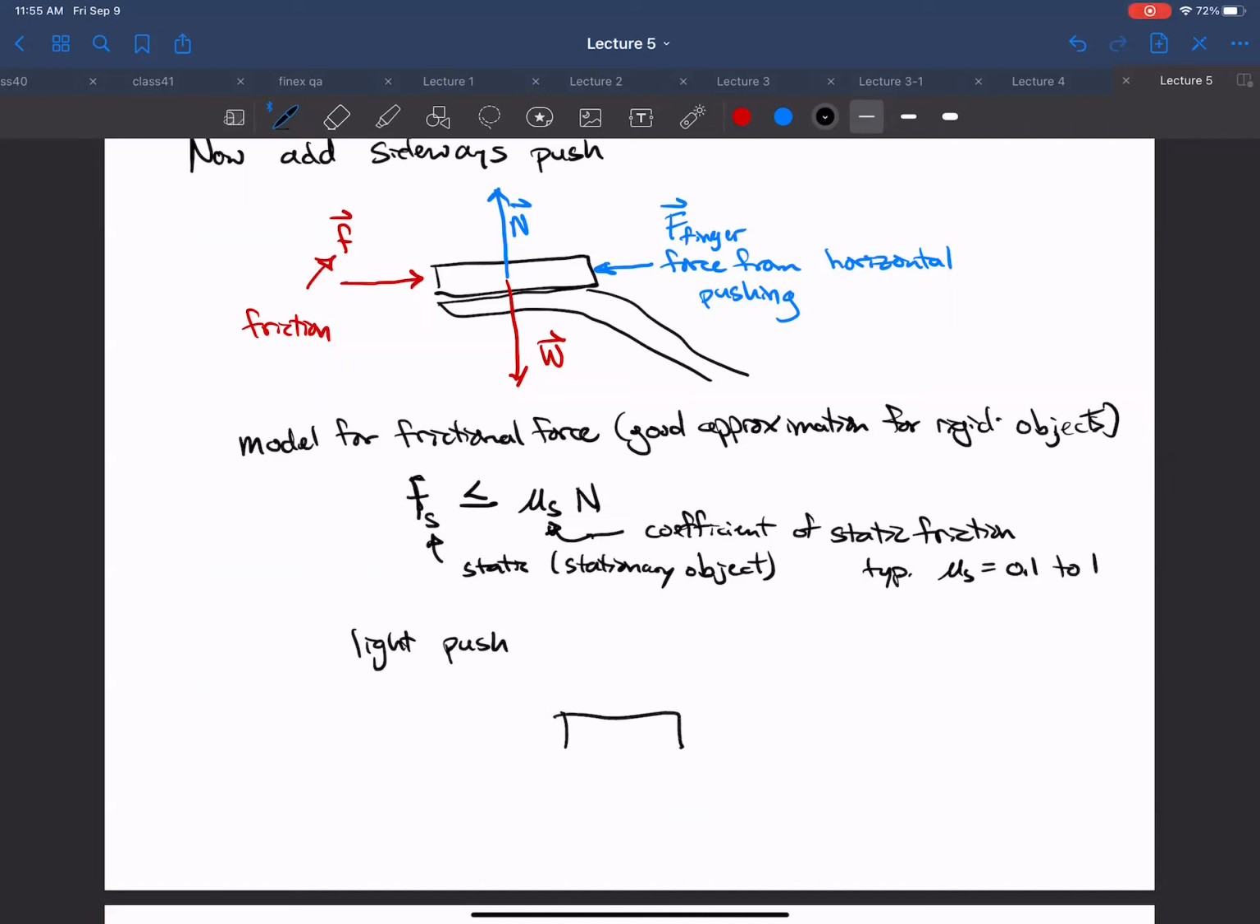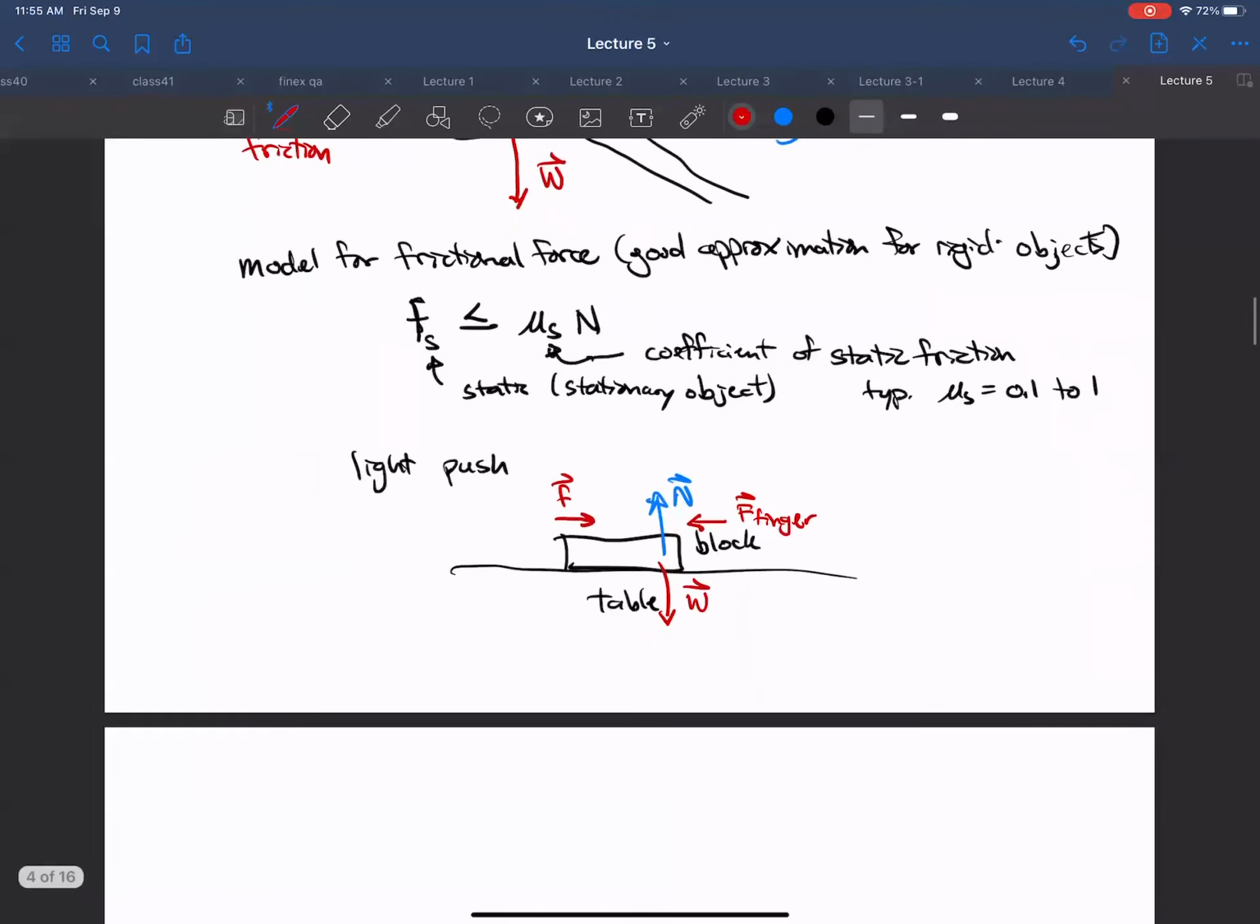So now let's just think about a block on a table. And we still have the weight pointing down and the normal force pointing up. And we've got the force from my finger like this. So I'm pushing lightly. And we know that the frictional force must be opposing that because it's not moving. It's just barely touching. And now I push a little bit harder and it still isn't moving. So harder push.